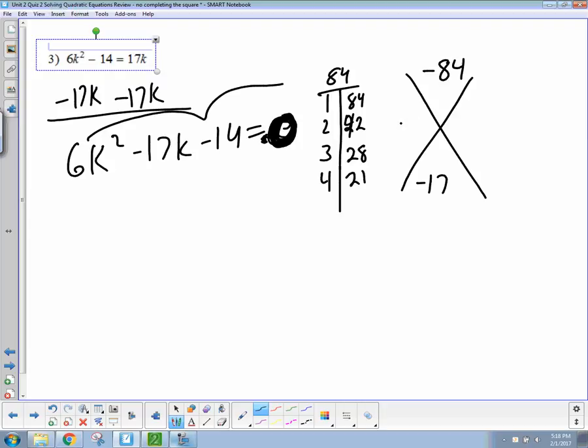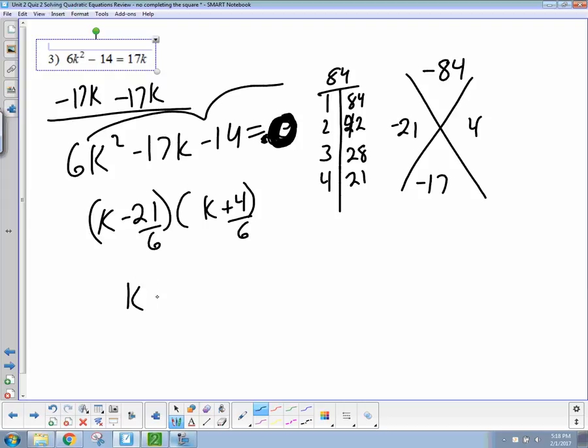So 21, 4, make this a negative 21. Add 4 to that and we get negative 17. Multiply and we get the negative 84. So k minus 21, then k plus 4. Don't forget to divide by the 6. Reduce. So that is, take 3 out, we get 7 over 2. And then this reduces to k plus 2 over 3.